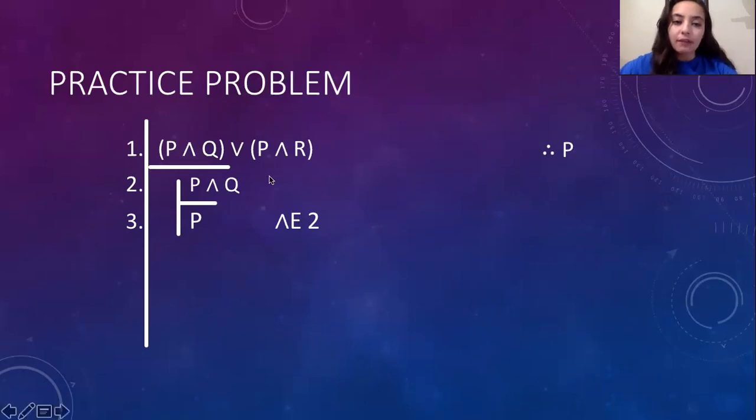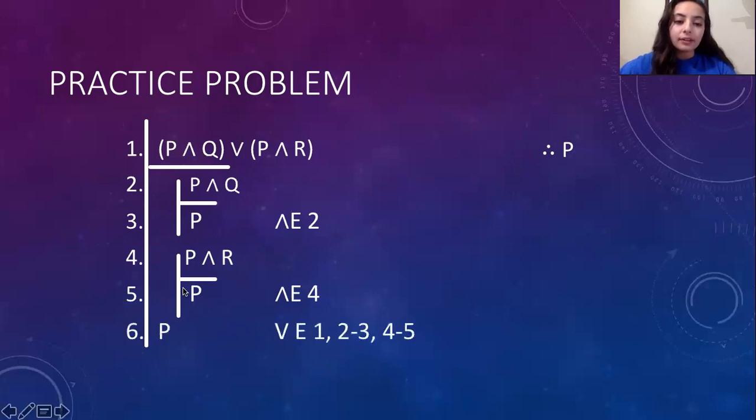Now I'm not done. I still have to do the other half of the disjunction. And I assume that. And then I also get P through conjunction elimination from line 4. And then I got P through line 1, which is my original disjunction, and then the 2 subproofs, which is 2, 3, 4, 5. And that's exactly what I have.